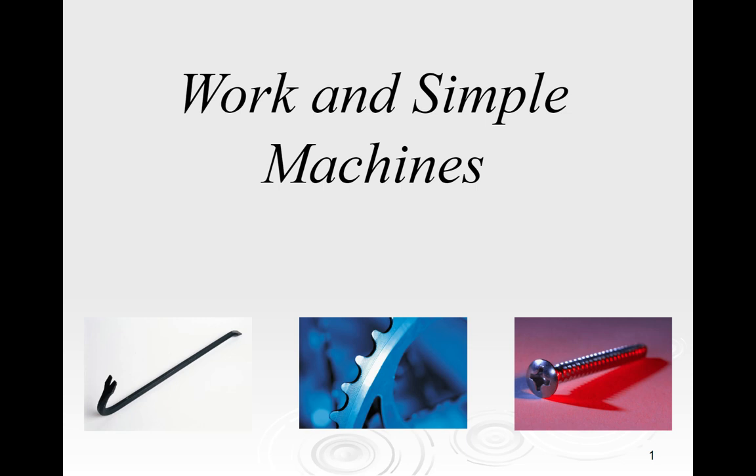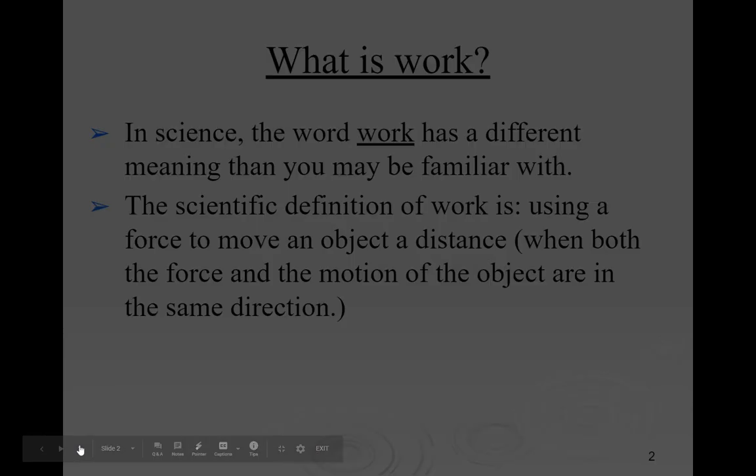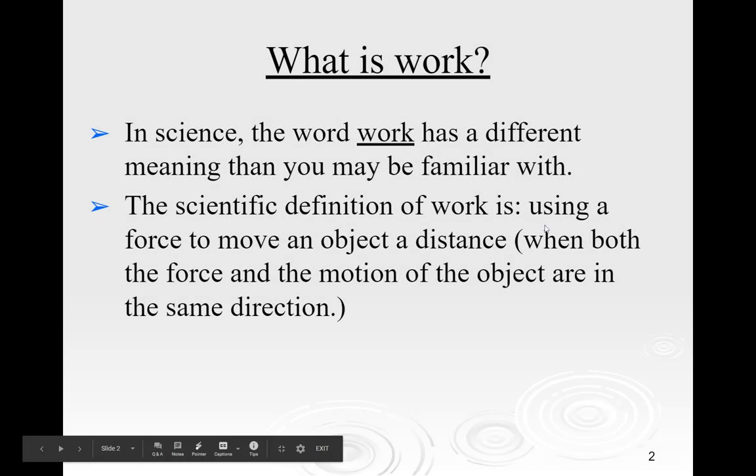So today we're talking about work in simple machines. What we see here is that we have three things: a crowbar, a gear, and a screw. We're going to talk a little bit more about this in detail as we go along. But to begin, what is work?